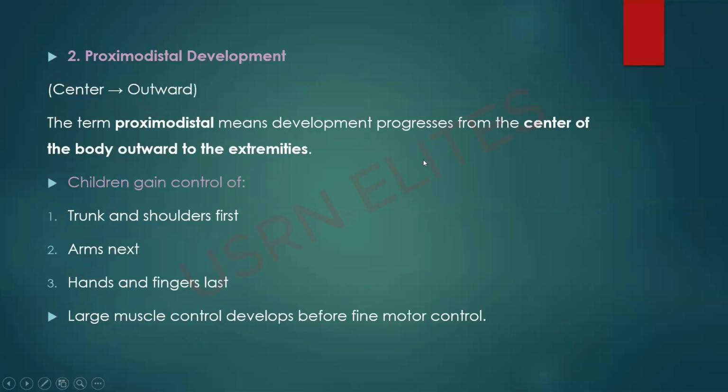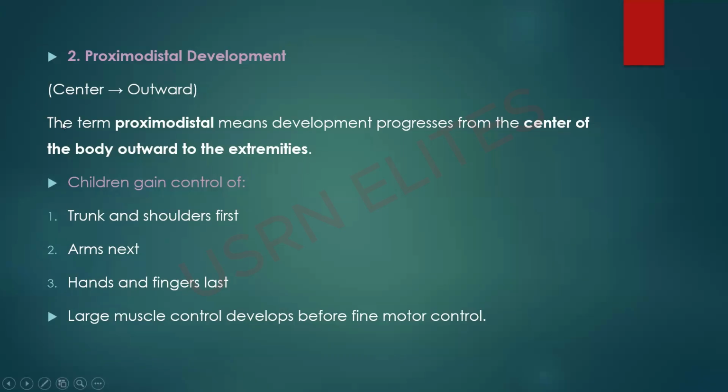And the second one is what? Proximodistal development. When we talk about proximodistal development, what does it mean? Proximal is something that is closer to you. Distal is something that is away from you. So proximodistal development is something that moves from the more central parts of your body to something that is far away from your body.